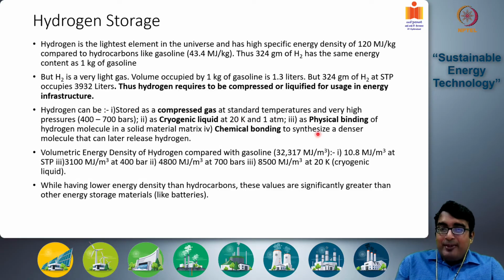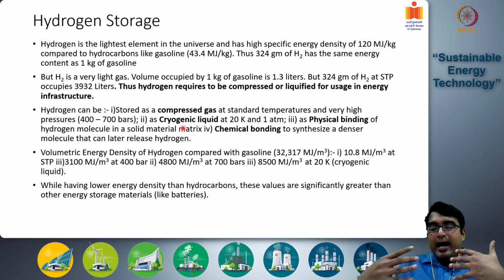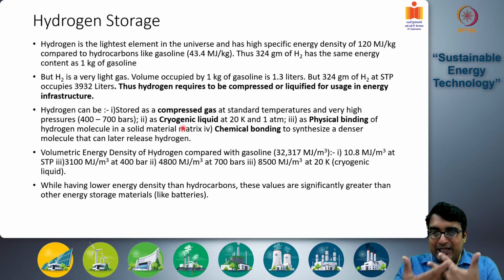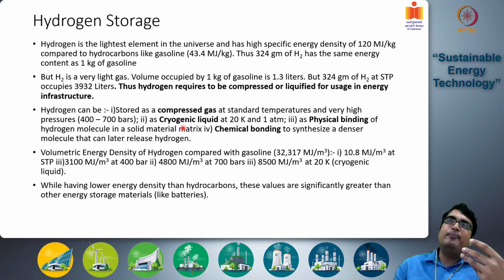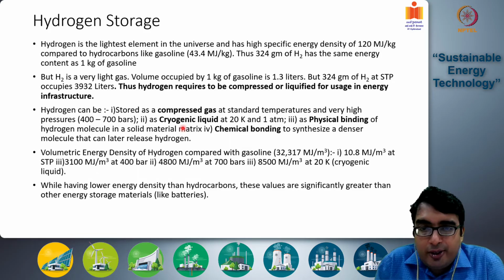It can also be stored as physical binding of hydrogen molecules in a solid material matrix. So suppose you have a porous solid and the hydrogen gas diffuses into that solid and starts being adsorbed or binding with the solid particles. This is physical binding, and hydrogen gets adsorbed into the metal matrix and gets stored that way. Okay. So that is another way of storing hydrogen.